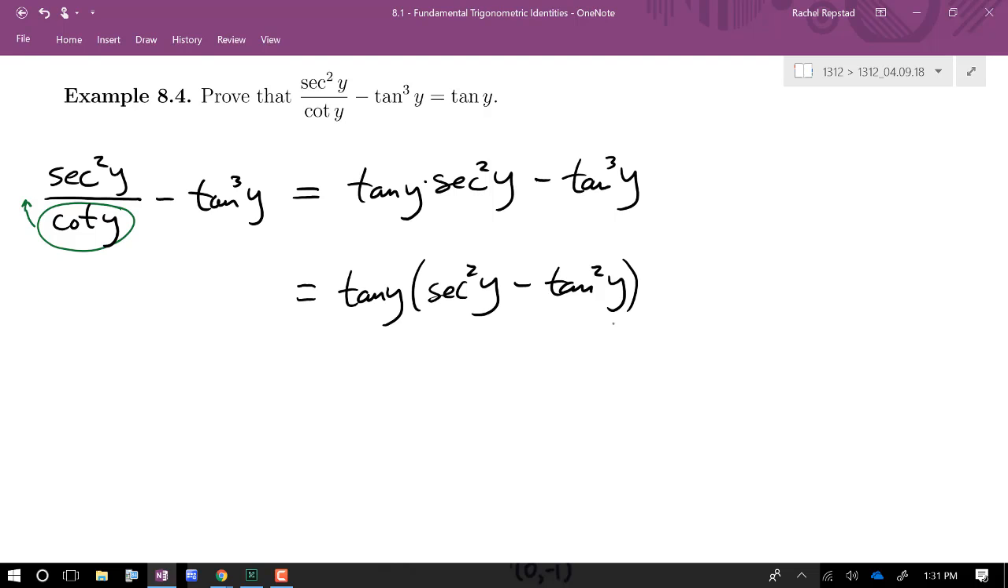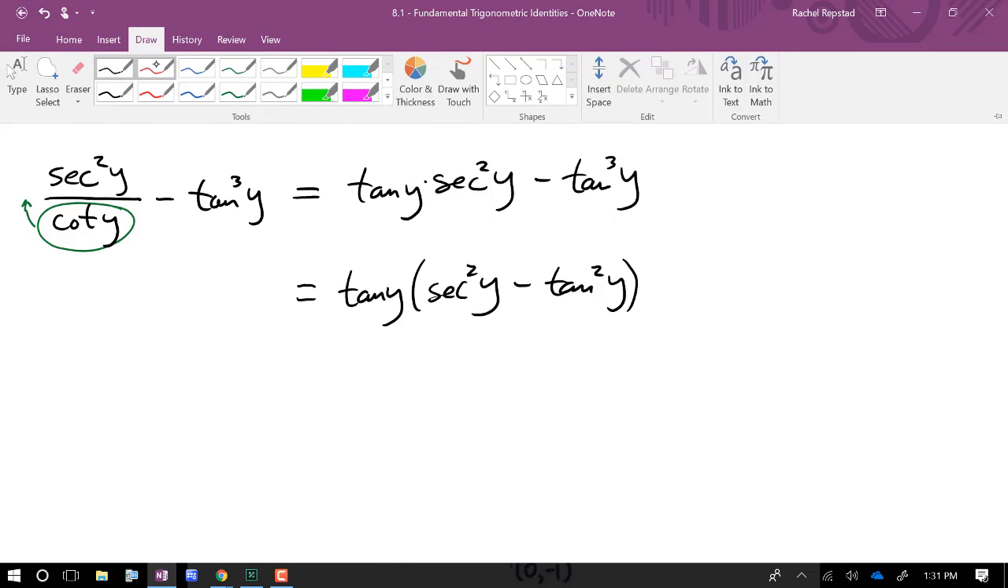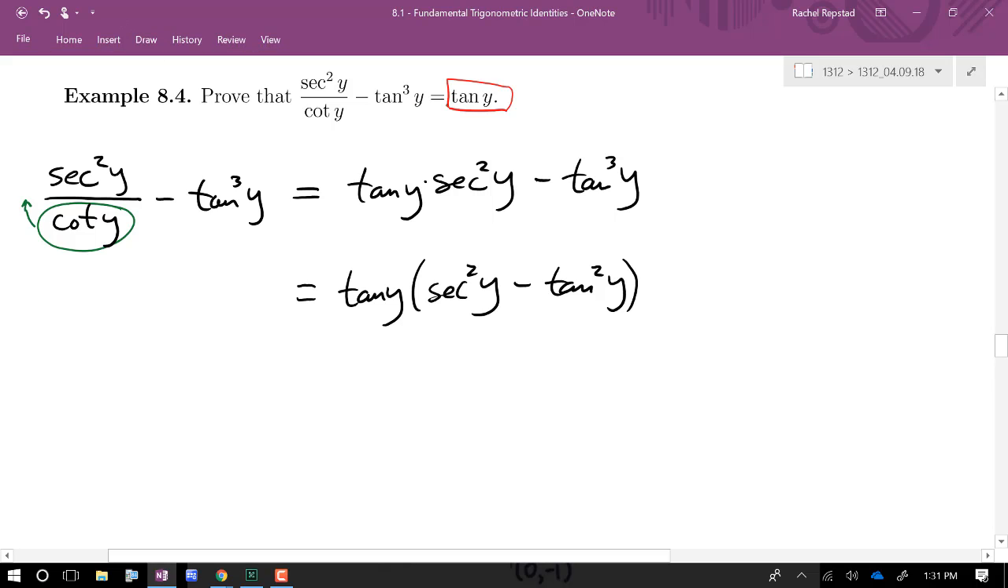Once we're here, I think this is a good route, by the way. When I look at this, I don't feel stuck right now. I've got tan y times secant squared minus tan squared. When I'm doing these, I often keep my eye on the ball, right? We're hoping to show that this whole thing is just equal to tan y. So I have a sneaking suspicion that maybe this stuff should be equal to 1. What could lead us there?